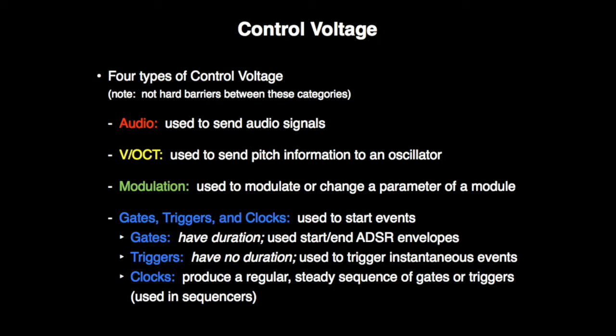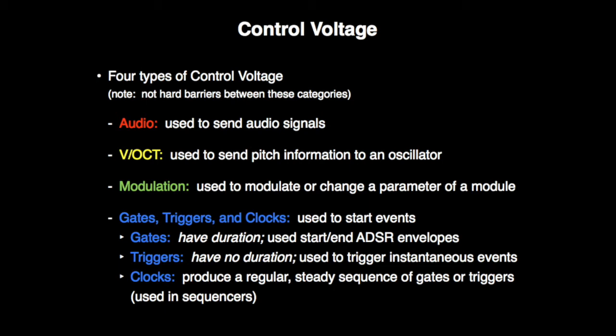Then we have things that are called triggers, and these are different than the trigger signals that we use on the MS-20, because triggers here have no duration. They're essentially like a way to tell a module go. It's kind of like when you're having a race and there's that referee guy who shoots a gun in the air and that tells all the runners to start running. A trigger is like shooting the gun in the air. It tells a module, go, start. But it doesn't have a duration.